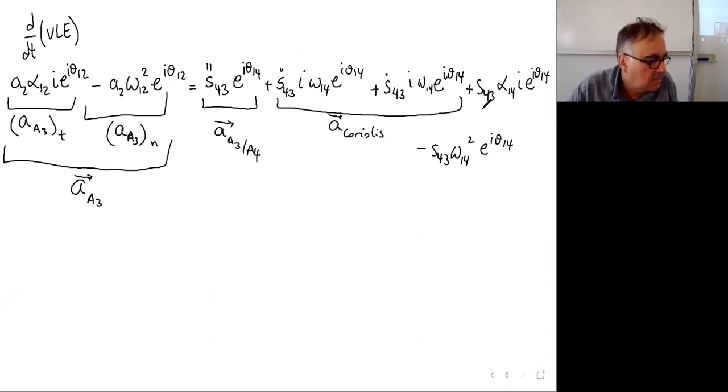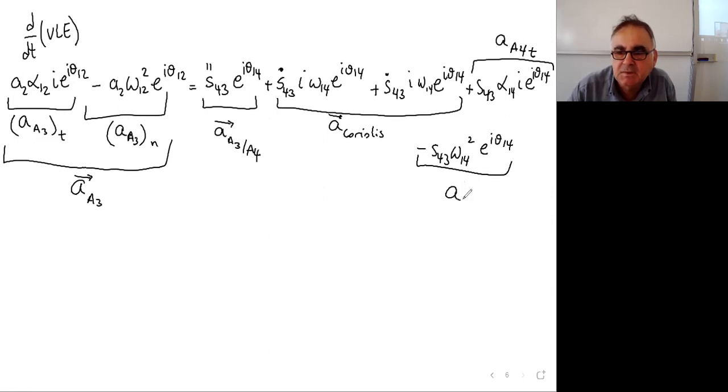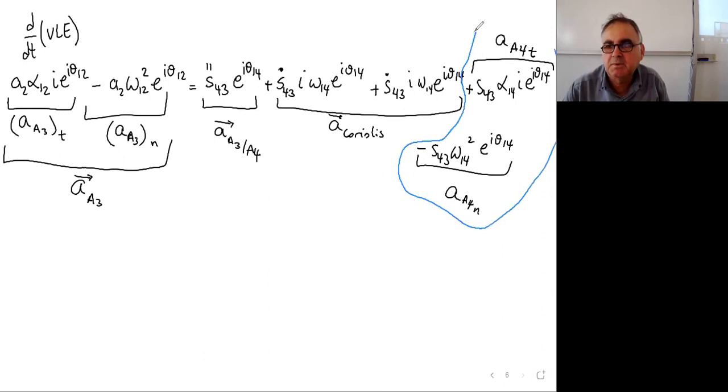Okay. And then this is alpha 1,4. Is that a double dot or a single dot? This one is a single dot. This is acceleration of A4 in the tangential direction, and this is acceleration of A4 in the normal direction. So that this whole thing is acceleration. These two added up will give me acceleration of A4.